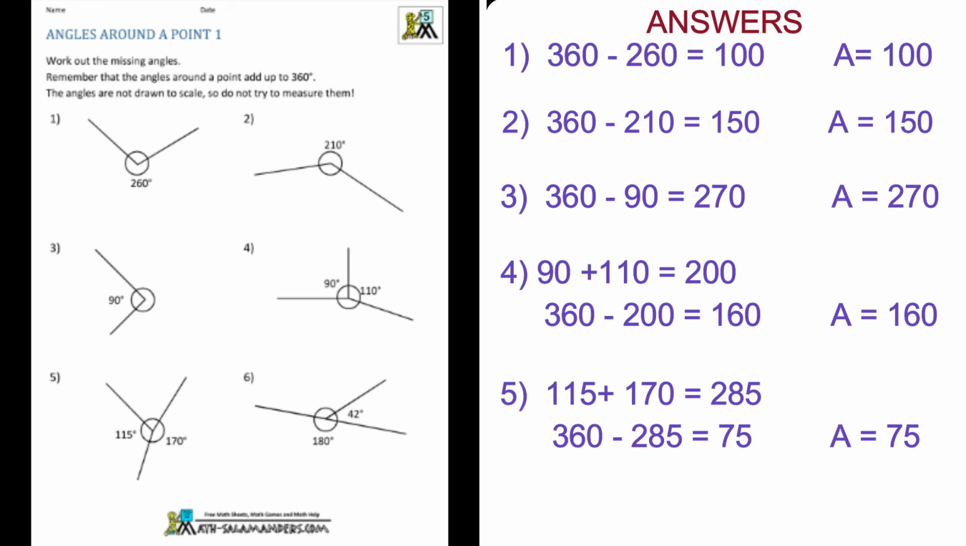Finally, for number 6, you could have done it a couple ways. You could have added up the 2 missing angles and then subtracted that from 360, or you might have realized since 180 degrees is at the bottom, that means there's 180 degrees at the top. 2 half turns make a whole turn. So you could have just done 180 minus 42 to find out that missing supplementary angle, which is 138 degrees. Either way you chose to do it, you should have gotten an answer of 138 degrees.